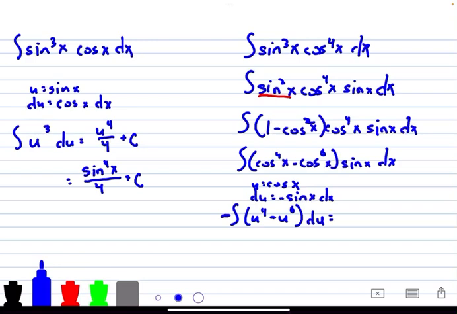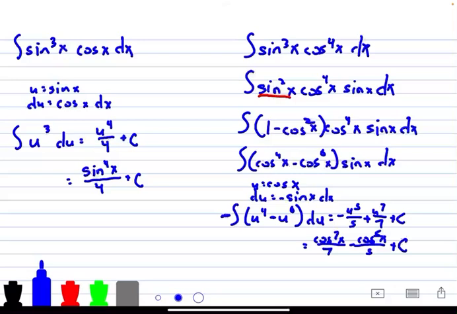And now we can find our antiderivative. The antiderivative of u to the 4th is u to the 5th over 5, I'm sorry. And the antiderivative of u to the 6th is u to the 7th over 7. But remember, we have to distribute this negative sign through. All right? So in the end, and we know it's customary, a lot of times we start with the positive, so we will say cosine to the 7th x over 7 minus cosine to the 5th x over 5 plus c.